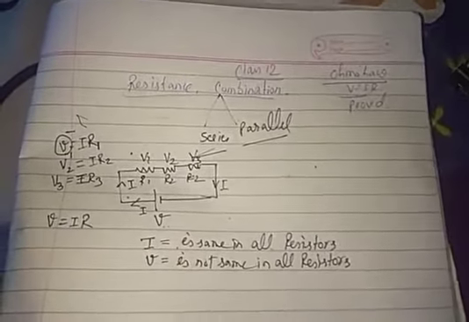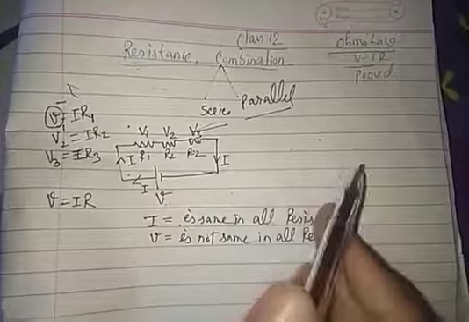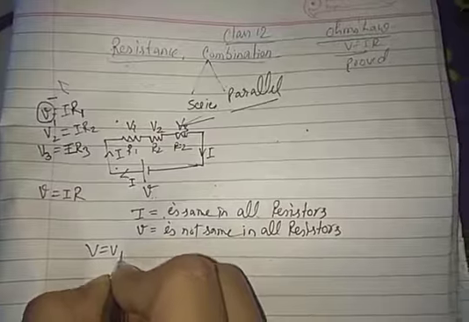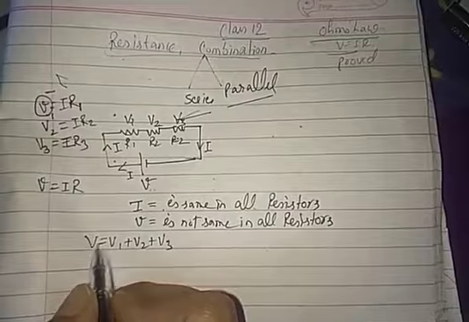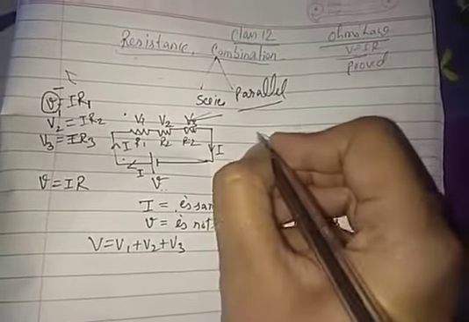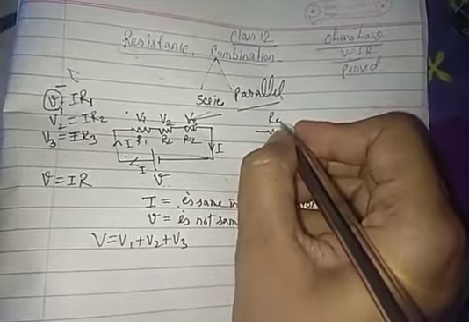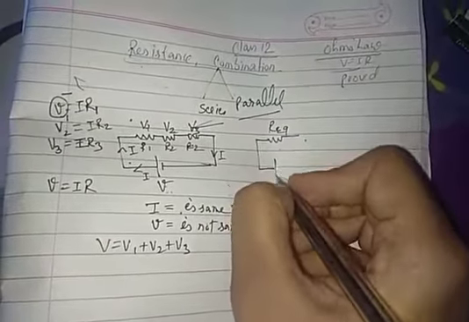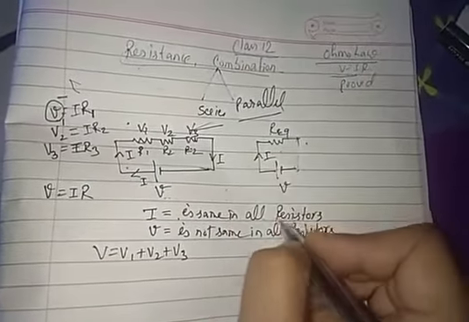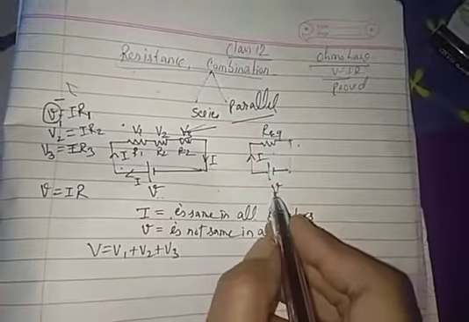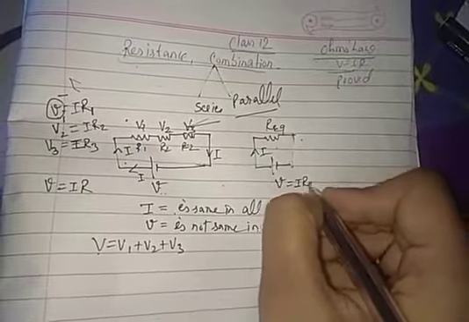Now let us do the derivation. As you can see, this V is only divided into V1, V2, V3. We have not taken any potential from outside. So I can write V equals V1 plus V2 plus V3. Now if I replace this circuit with a single resistance Req, with potential V and current I, then instead of V, I can write I Req.